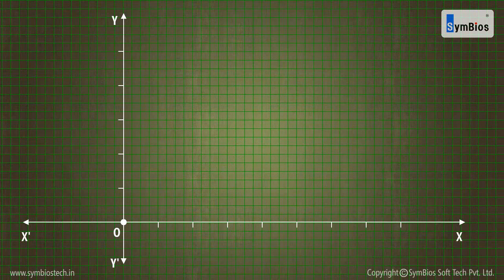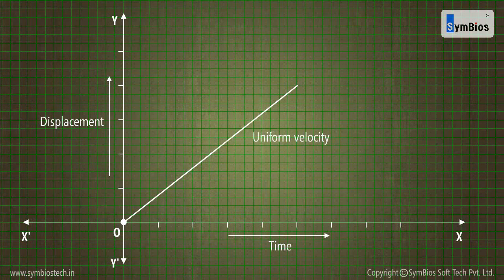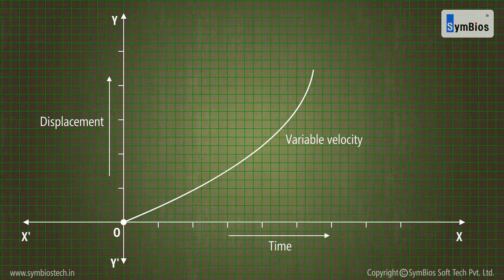When a graph is plotted between displacement and time, the slope of the graph represents uniform velocity if the graph is a straight line but not parallel to the x and y axis, and variable velocity if the graph is a curved line.